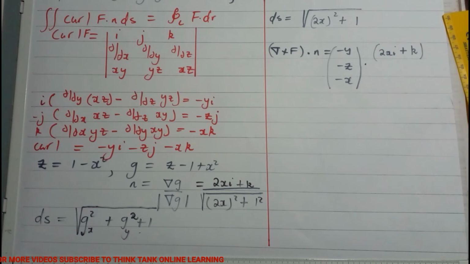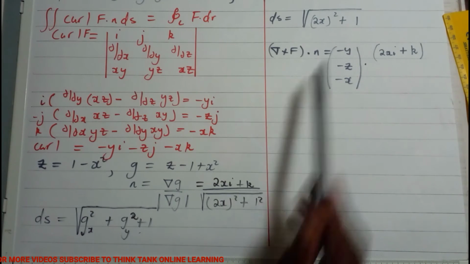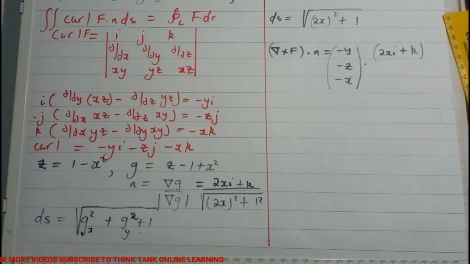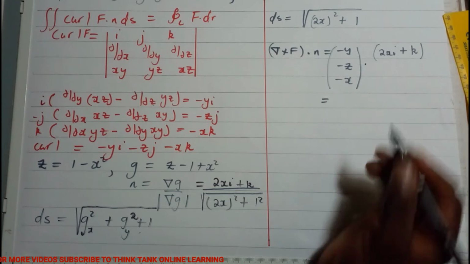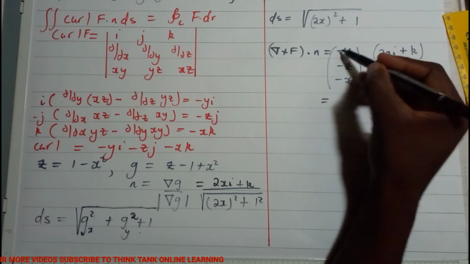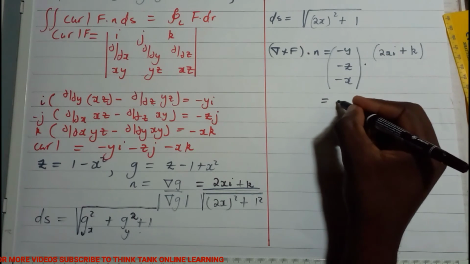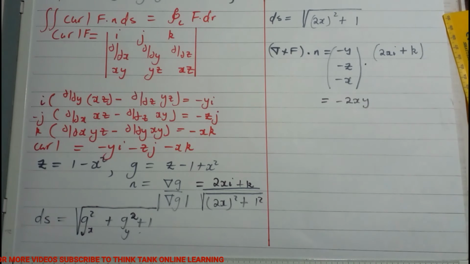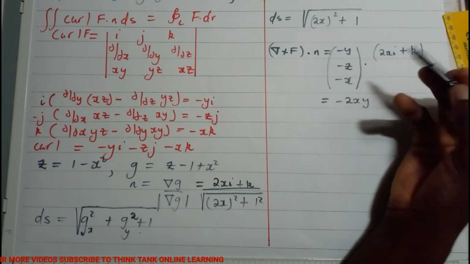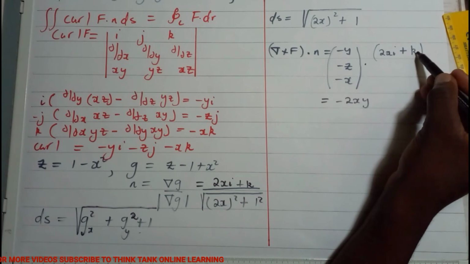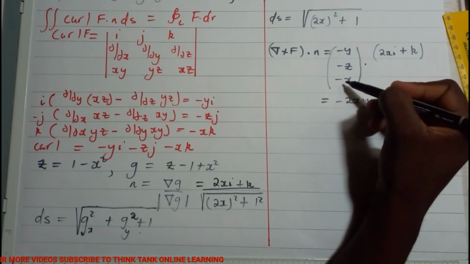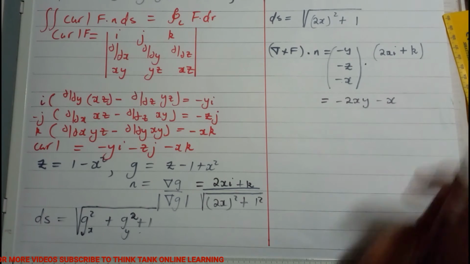Okay, I'm not going to include the denominator, because if we say n times ds, we should see that ds is the same as the numerator of the normal, so this is going to cancel out. Okay, so if we say i component times the i component, we're going to say negative y times 2, so it's going to be negative 2xy. We no longer have the units. And for the j component, here we have negative z times 0, and for the k component, we just have negative x and 1, so it's going to be negative x.